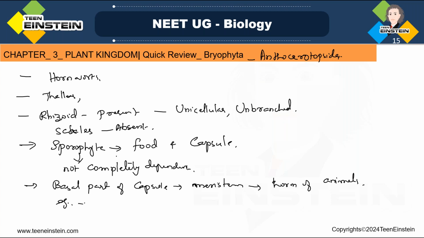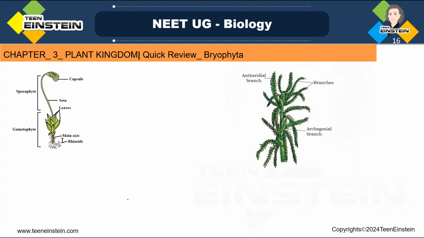Examples here: Anthoceros. So we have learned about liverworts and hornworts. Next, Bryophyta. All the mosses are included in this class.